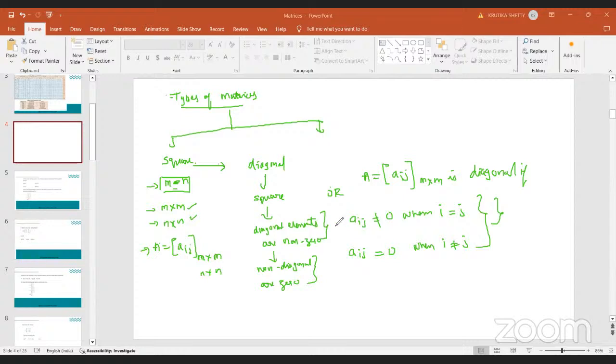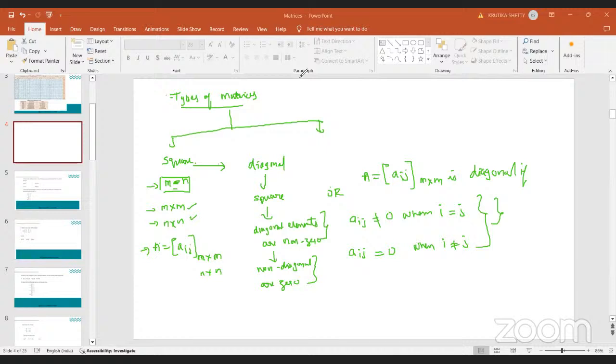Try to understand this condition. aij will not be equal to 0 when i is equal to j, and such elements are called diagonal elements. So diagonal elements are not 0. And when i is not equal to j, these elements are called non-diagonal elements, so aij will be equal to 0. Hope this definition is clear. The diagonal definition is clear.